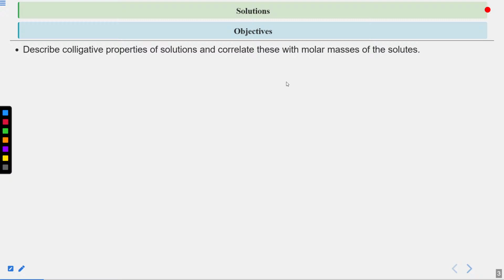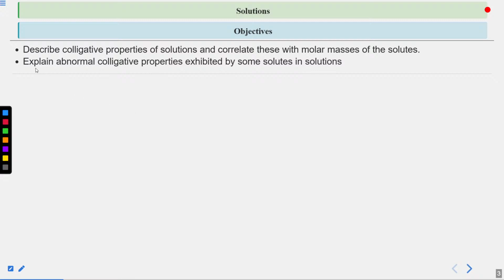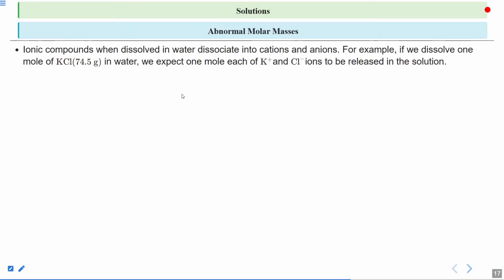So we have already covered this objective in our previous classes. Today we will learn about the abnormal colligative property, which is exhibited by some of the solutes, and we will see why there is a deviation from the calculation that we have. So the problem was of the abnormal molar mass.